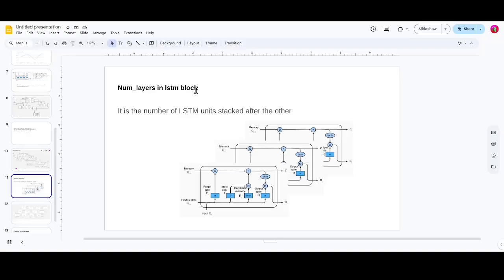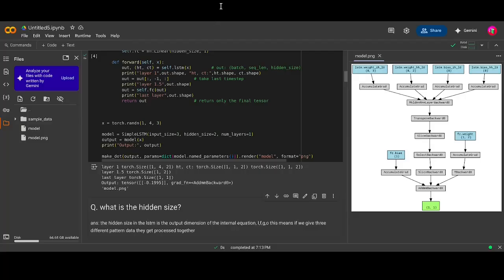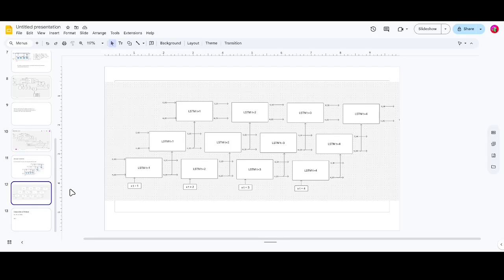Number of layers in LSTM blocks. Now, the number of layers parameter, as you can see here, basically means how many LSTMs you stack one after another. Now I'll explain this like this. So let's say you have an LSTM.